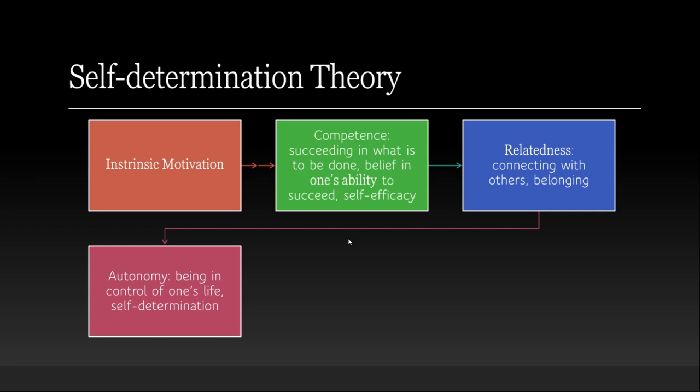So, the self determination theory identifies three needs individuals must fulfill to behave with intrinsic motivation. They may need competence, which means succeeding in what is to be done, belief in one's ability to succeed, and self efficacy. They need relatedness, being able to connect with others and belonging. And they are going to need autonomy, which is being in control of one's life or self determination.